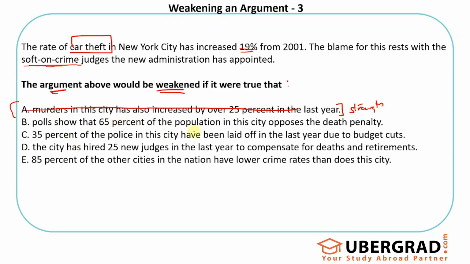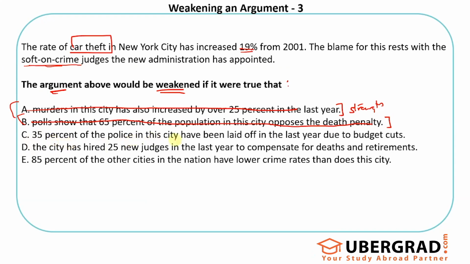Polls show that 65% of the population in the city opposes the death penalty. So this is again sort of saying that people also are very soft. A lot of people in the city are opposing the death penalty. Maybe they are being a bit soft, maybe not, we don't know, but people have nothing to do with that. The argument is all on the judges. So you have to try to see if it's a mistake of the judge or someone else. People have nothing to do with the car thefts and all, right?